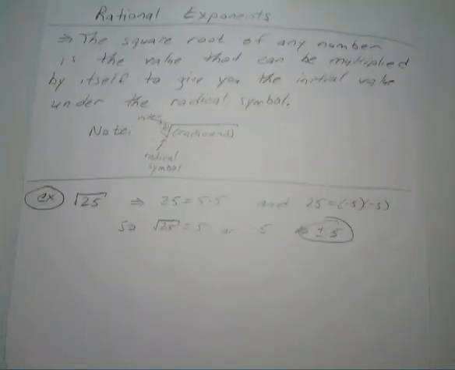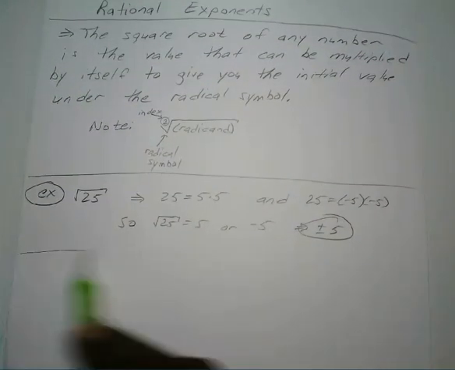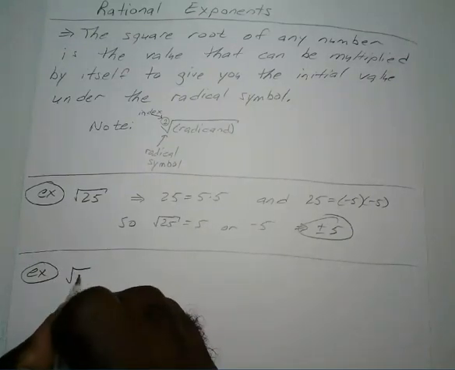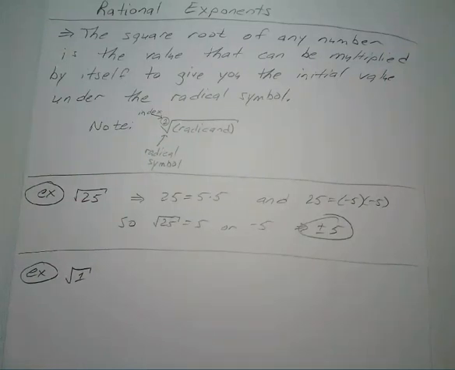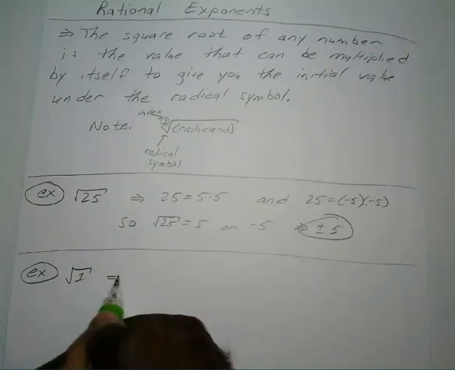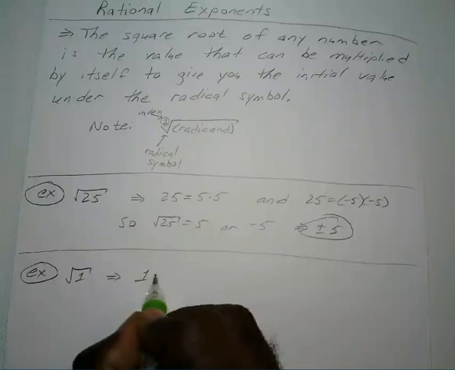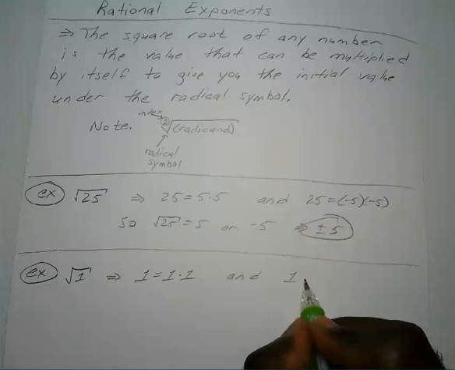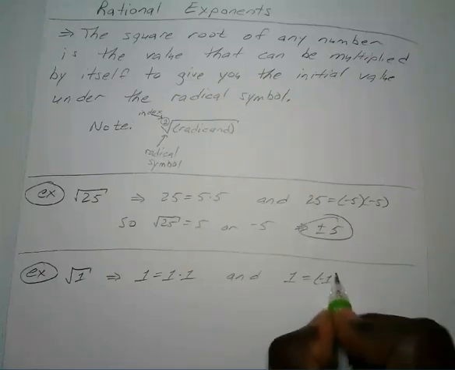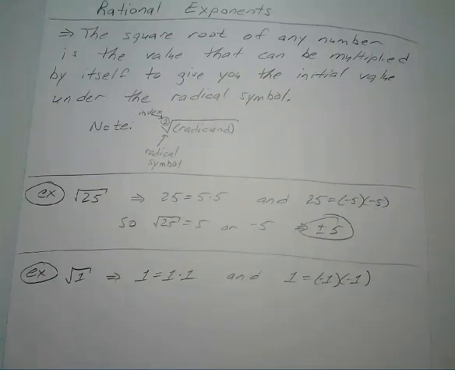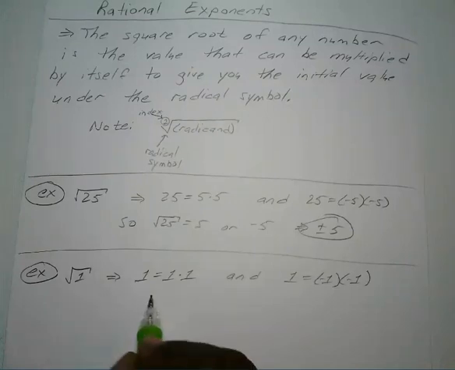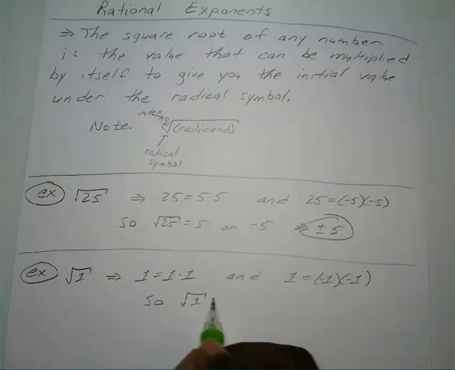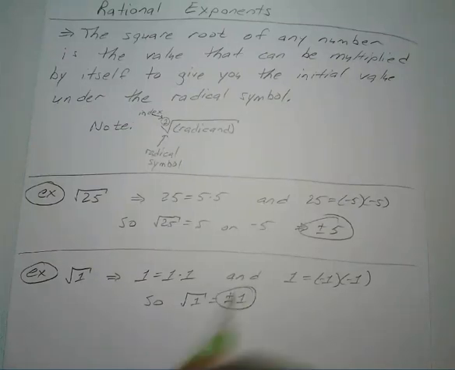Alright, so let's go ahead and do another example. Say square root of 1. We can see that 1 is equal to 1 times 1, and we also know 1 is equal to negative 1 times negative 1. So we know that the square root of 1 is equal to positive or negative 1.